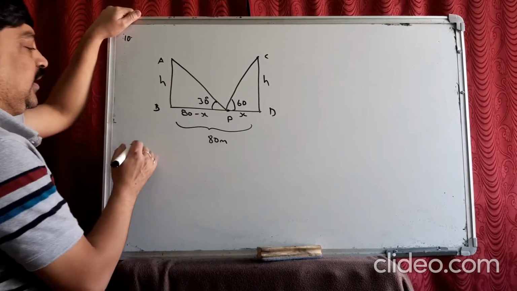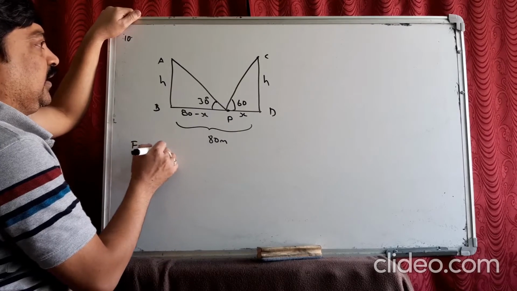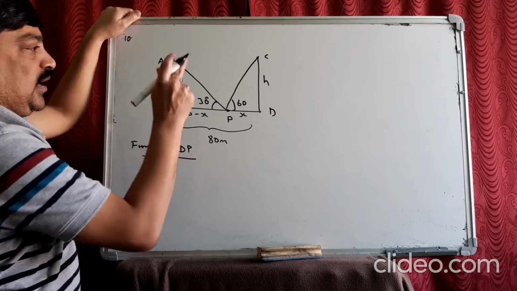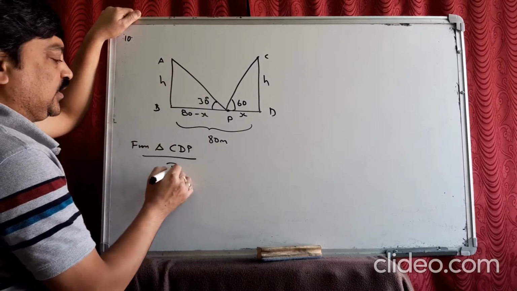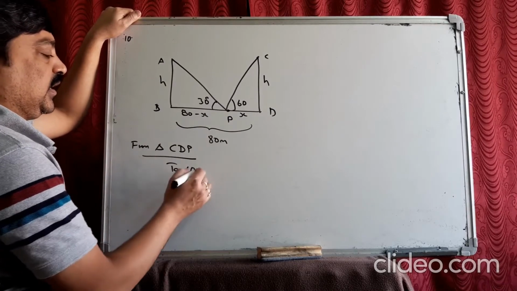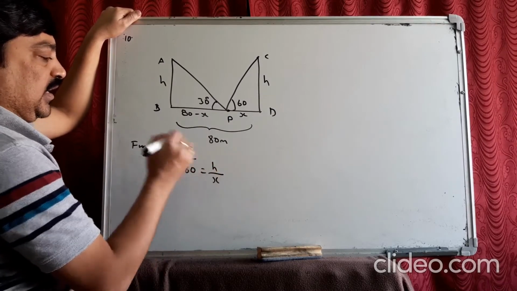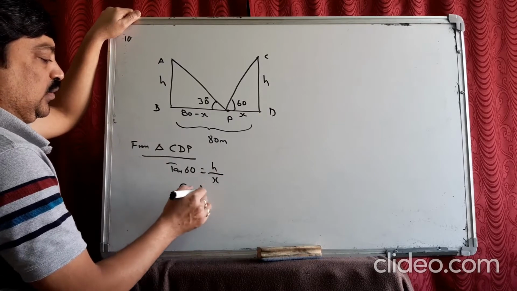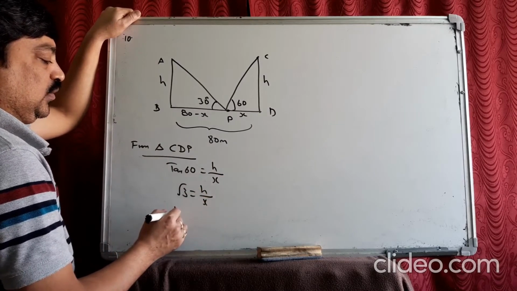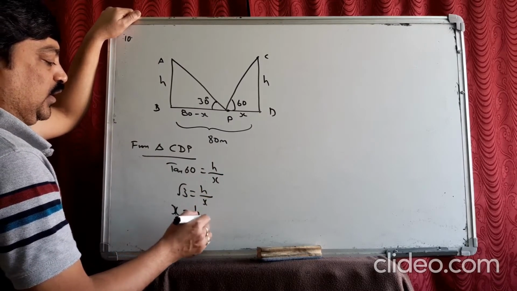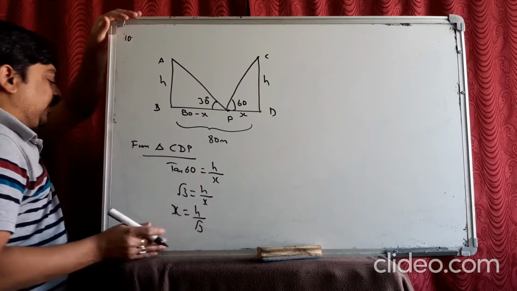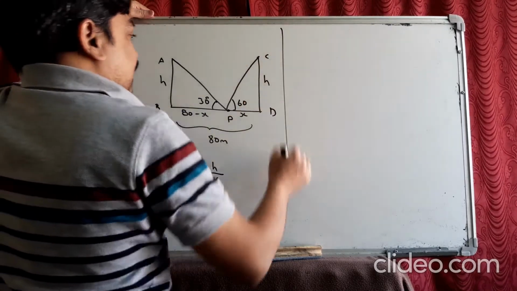Now I take the triangle CDP, tan 60. Tan 60 I can take as h by x. Root 3 is equal to h by x. So x is equal to h by root 3. Now keep it like that.